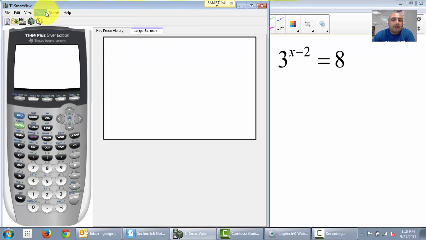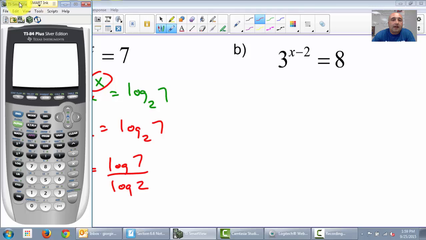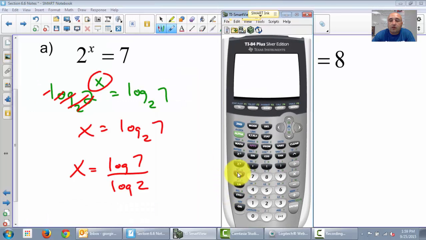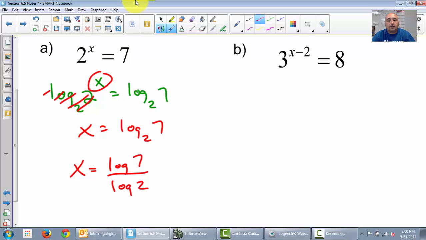So I just go to my calculator and let's do log of 7. Log of 7, close the parentheses, divided by log of 2, close the parentheses, and it should equal 2.807. So x is equal to 2.807. And there you have it.